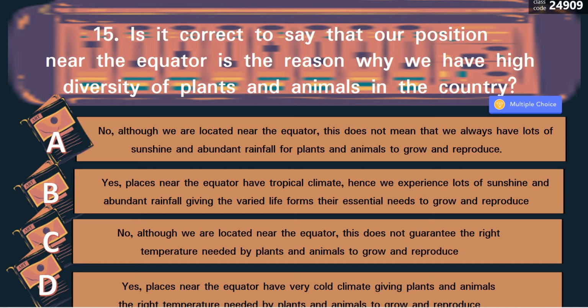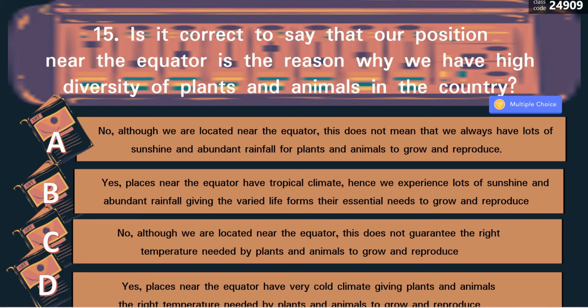B. Yes, places near the equator have tropical climate. Hence, we experience lots of sunshine and abundant rainfall giving the varied life forms their essential needs to grow and reproduce. Or C. No, although we are located near the equator, this does not guarantee the right temperature needed by plants and animals to grow and reproduce. Or D. Yes, places near the equator have very cold climate, giving plants and animals the right temperature needed by plants and animals to grow and reproduce.